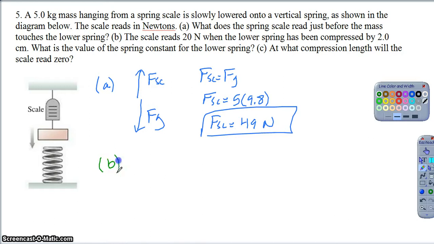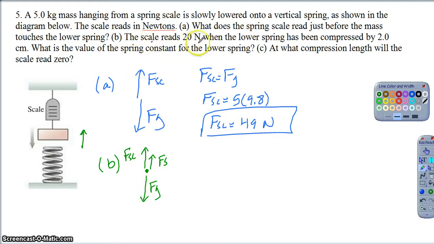Once the block begins to interact with the spring, as the spring compresses, the spring is also going to push upward as well. So once the interaction begins to occur, I've got my mass, and then I have both the scale force, which again I'll call SC, and the spring force, which would be pushing upward, and the force of gravity would still be pushing downward. So those 2 forces, both the spring and the scale force, are working together now to balance out gravity.